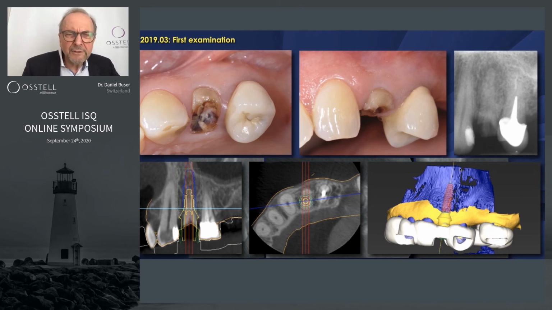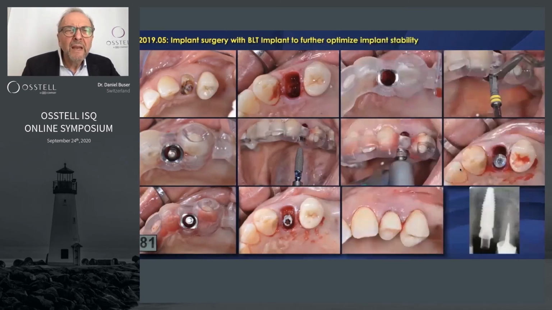Then I agree here with Dr. Samir Abu Ayyash on the correct positioning. The surgical stent is produced, and then we do the surgery. So we extract the tooth very carefully, and then we prepare the implant bed, put the BLT implant in, and measure ISQ 81. Very typical, high value.